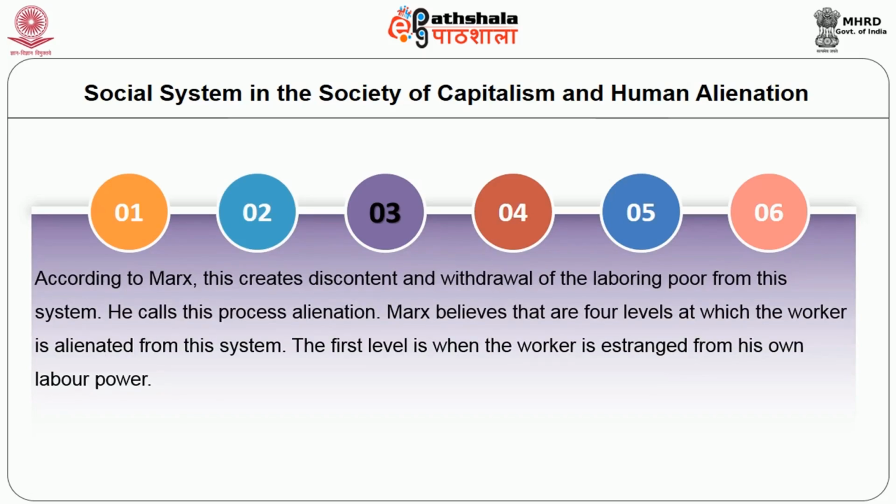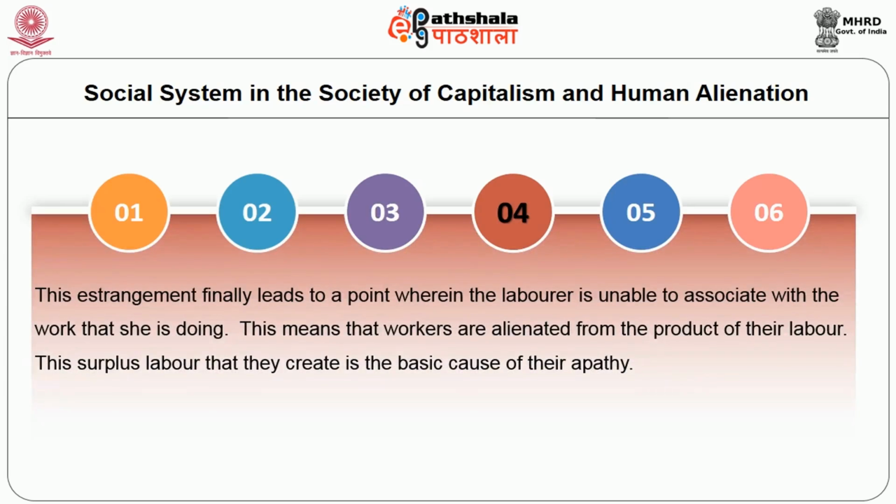Marx believes that there are 4 levels at which the worker is alienated from the system. The first level is when the worker is estranged from his own labor power. The second estrangement finally leads to a point wherein the laborer is unable to associate with the work that she is doing. This means that the workers are alienated from the product of their labor. The surplus labor that they create is the basic cause of their apathy.